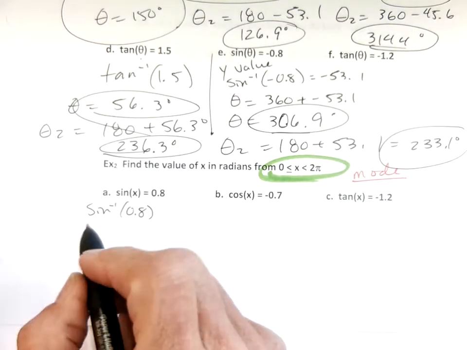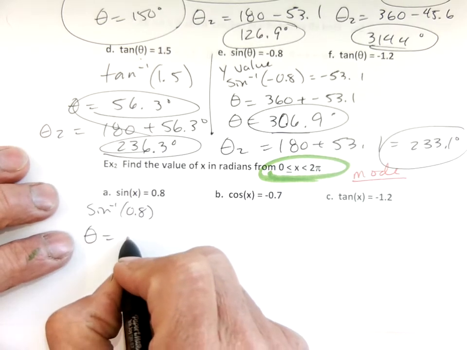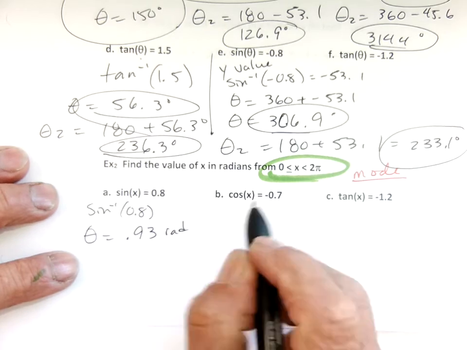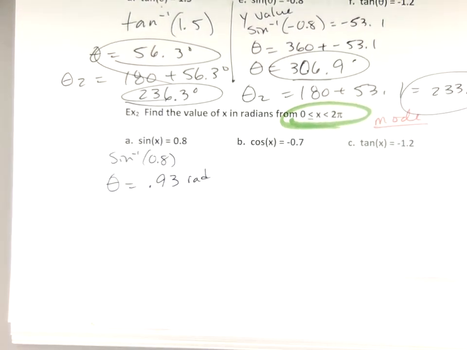Okay, so one angle, theta, is about 0.93, and I'll just go rad. You don't need to put the rads, but I'm going to go rad just so you know it's radians, okay?